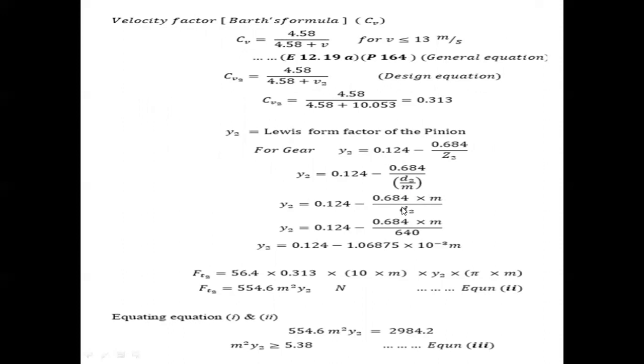Substitute the values here. The d value is known, only the unknown value that remains is the module m, and substitute y2 as it is in terms of module m. Finally, I'll get FT2 equal to 554.6 m square y2. This is equation 2.